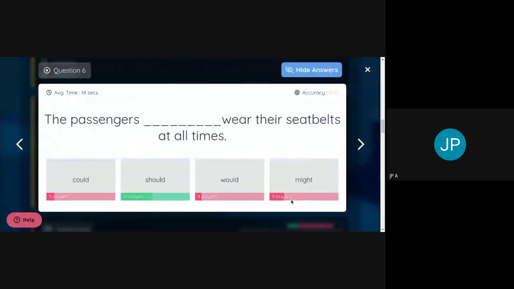9 players have said that it is might. So that is the problem with this question.